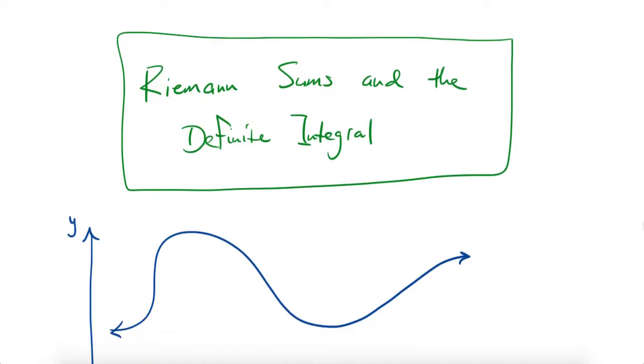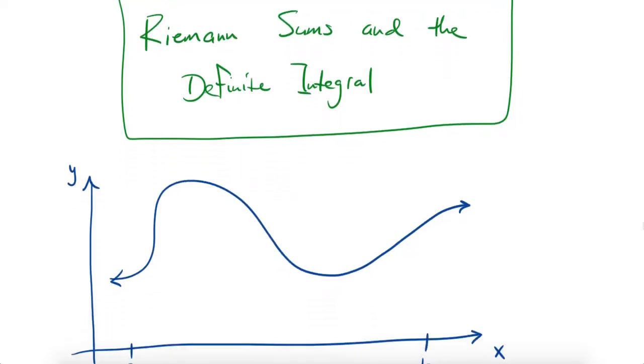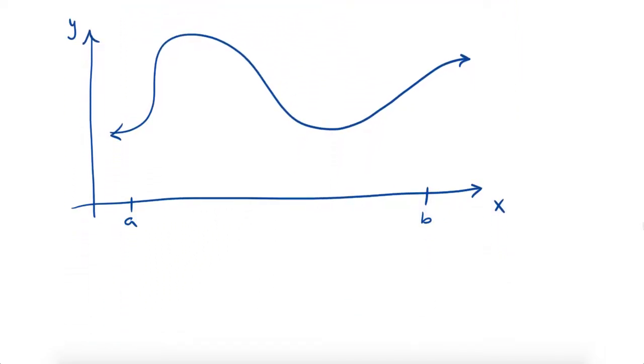We've learned already about left endpoint approximation and right endpoint approximation. What Riemann sums do is approximate the area under the curve a little more generally, so the rules aren't quite as strict. Let's look at this. Say I want to calculate the area under this curve from A to B. We want to think about all of the area under the curve here. How much is that equal to?